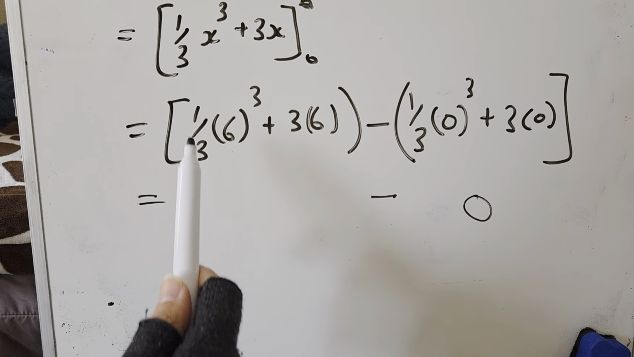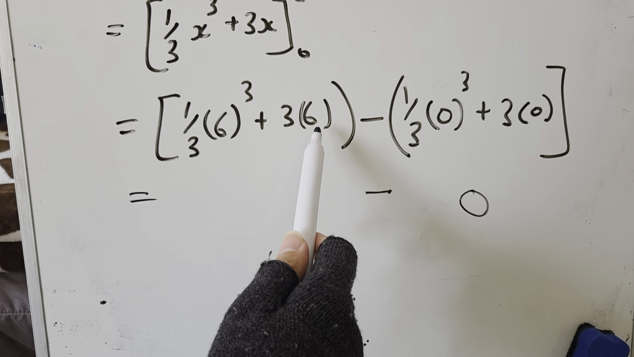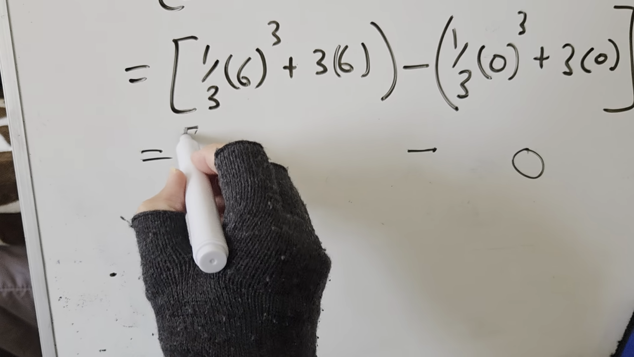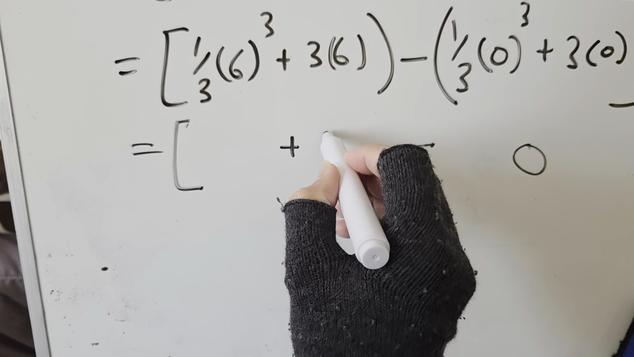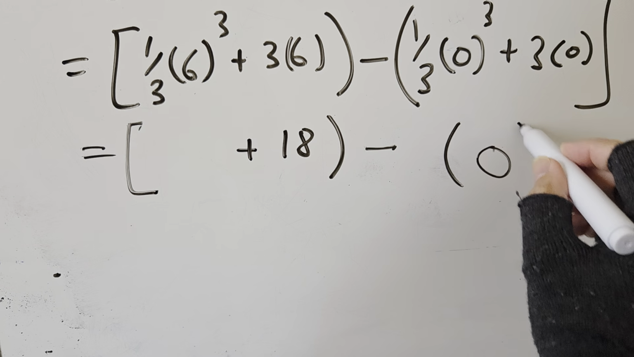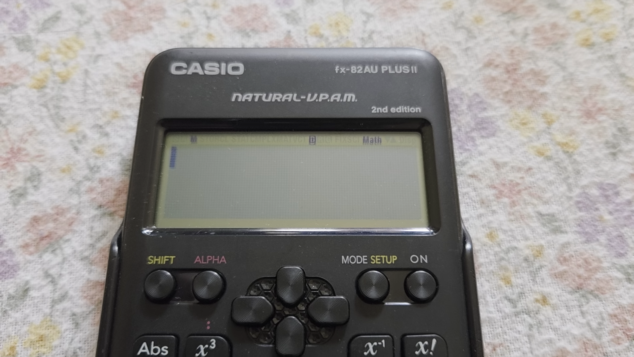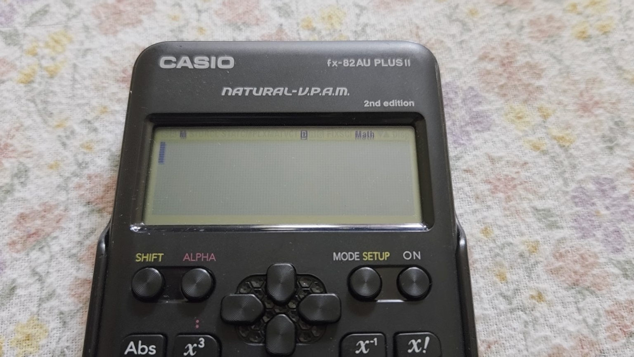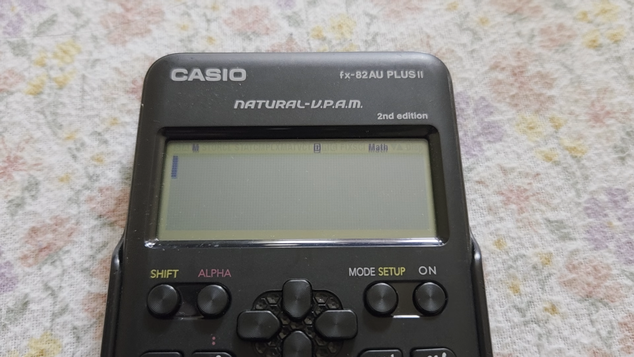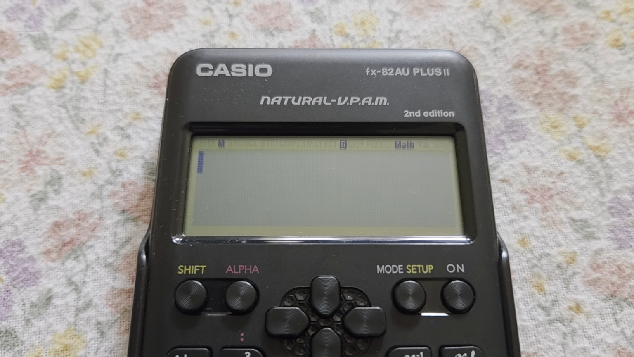And when you use a calculator, 1/3 of 6 cubed plus 3 multiplied by 6. Let's go step by step. 3 multiplied by 6 is 18. And then minus, that's 0. 1/3 of 6 cubed can also be called 6 to the power of 3 and then divide by 3.